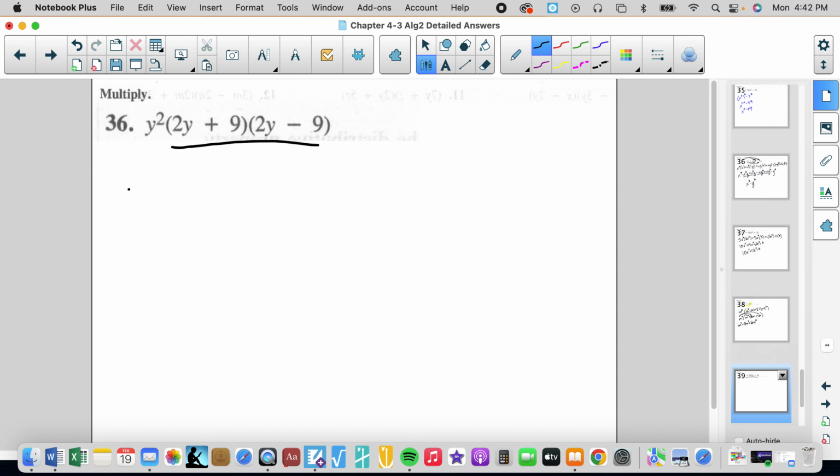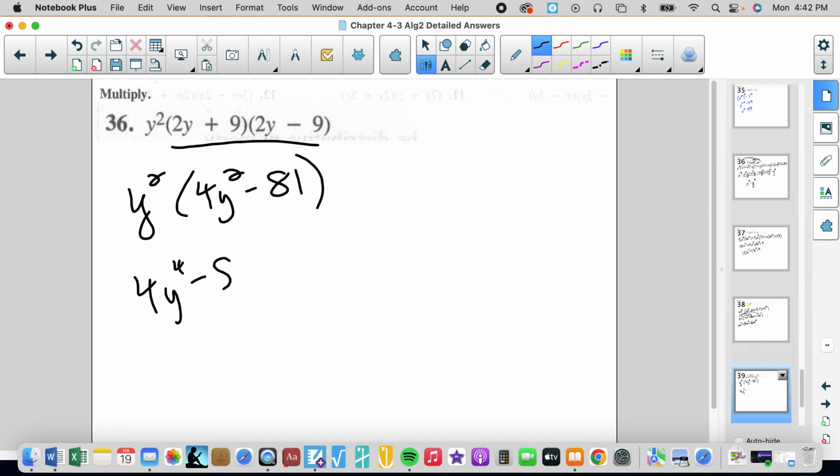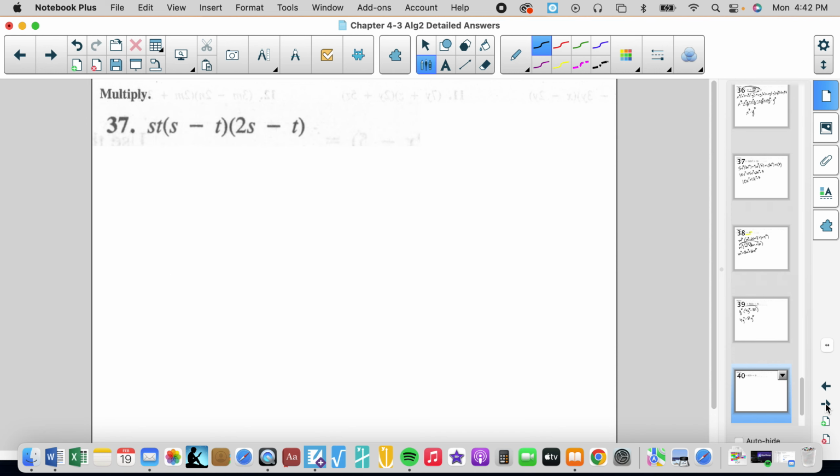Those are conjugates. So that's going to give us 4y squared minus 81. Can you do it that fast? That's what you should be shooting for. 4y to the fourth minus 81y squared. That takes 10 seconds. On any assessment, SAT, PSAT, placement test, you should be doing that problem that fast.